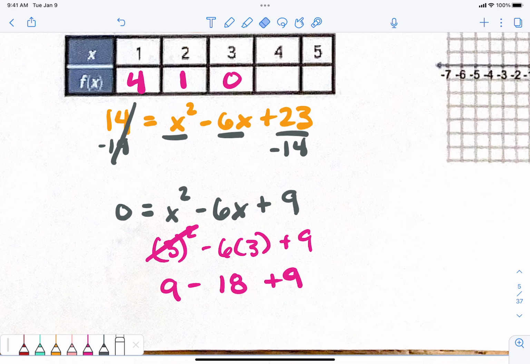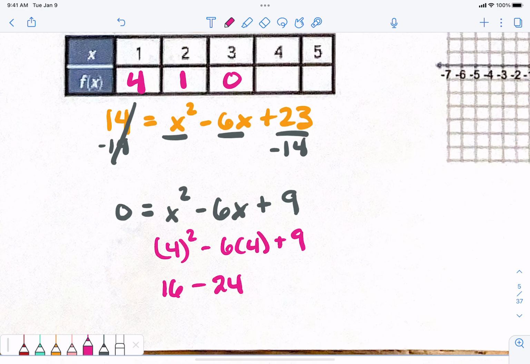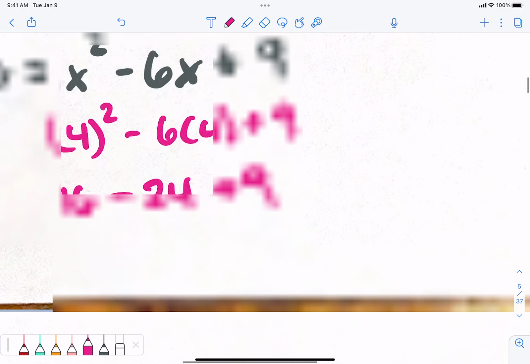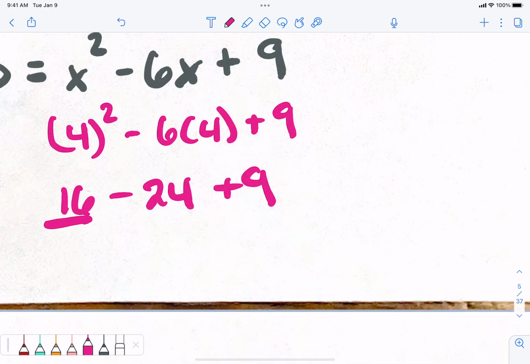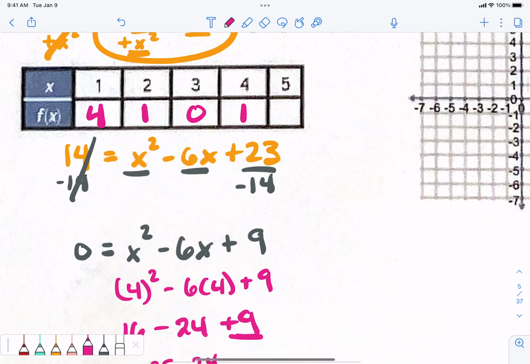Okay. Are we going too fast? Are you doing okay? If I plug 4 in: 4 squared minus 6 times 4 plus 9. All right. 4 squared is 16. 6 times 4 is 24 plus 9. A lot of times what I do is I will add the positive numbers together. So 16 and 9 added together is 25, minus 24 is 1, right? Okay. And the last one Toby says is 4.